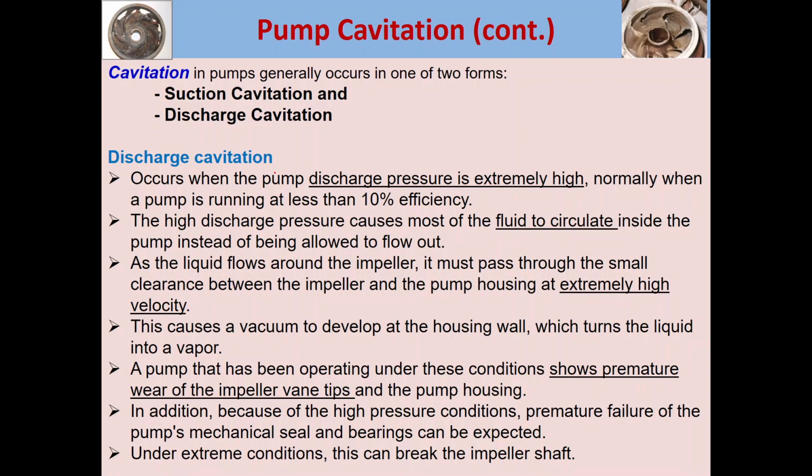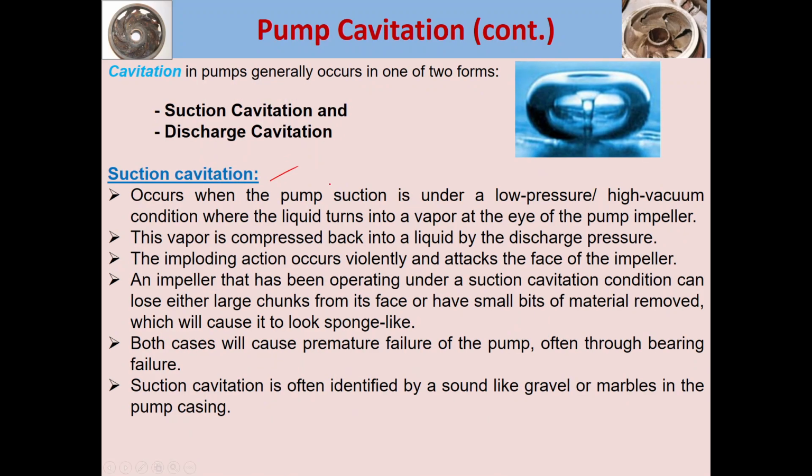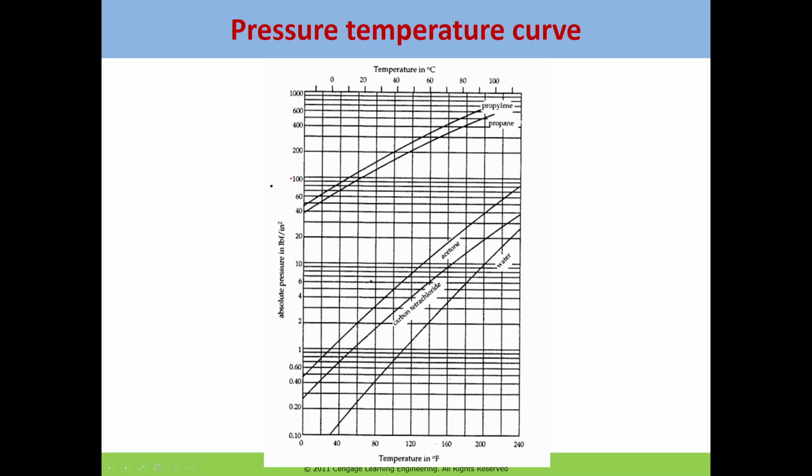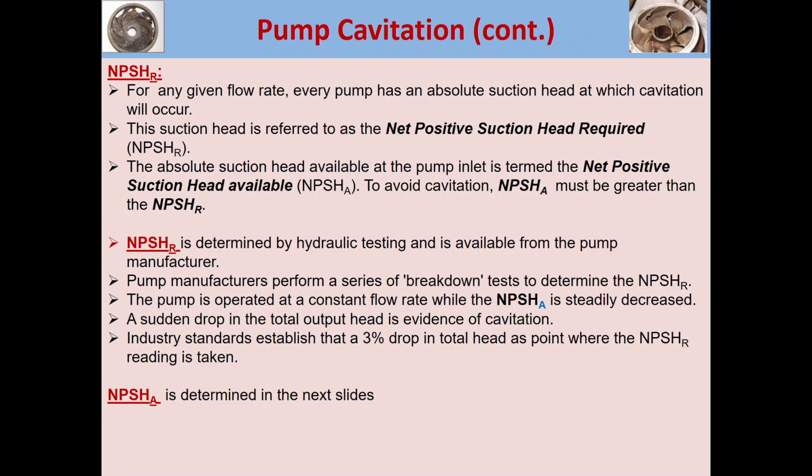The discharge side cavitation usually occurs towards the exit of the pump or towards the end of the impeller, whereas the suction side cavitation occurs towards the inlet of the impeller. So these are the two types of cavitation we normally have in the pump.